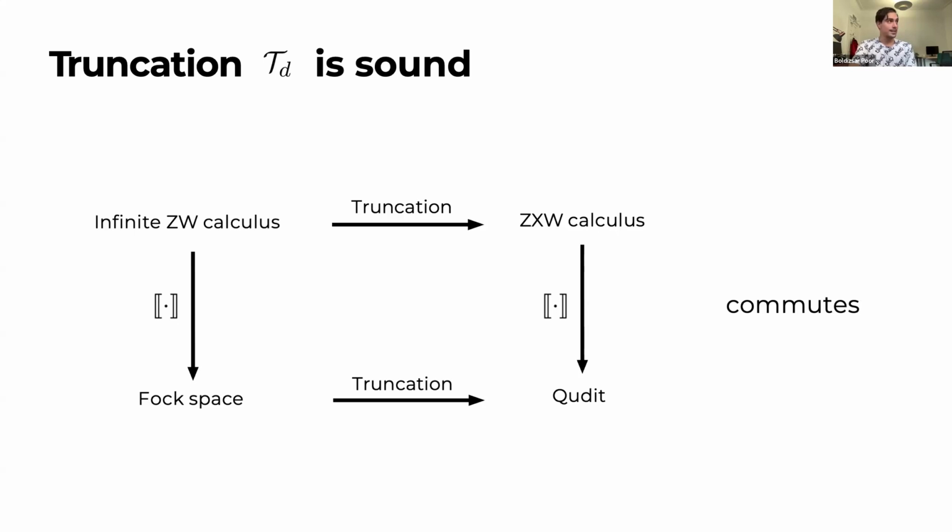This truncation is sound. So what does this mean? It means that this diagram or this rectangle commutes. So if we start from the infinite ZW calculus and we truncate it to the qudit ZXW calculus and then interpret it into qudits, it's the same as first going into the Fock space and then truncating it. So this T_d truncation is sound because this diagram commutes.